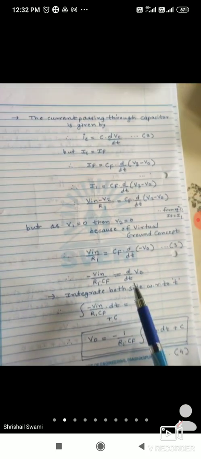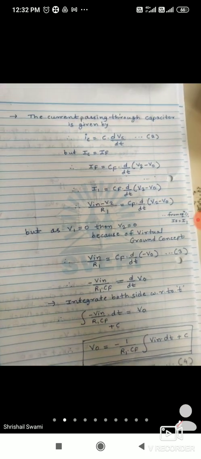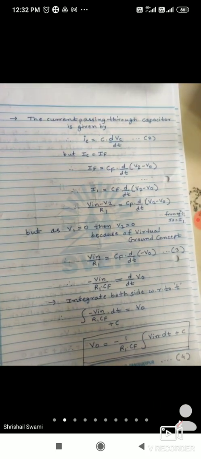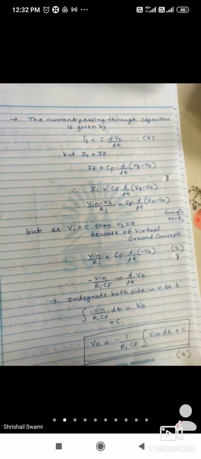So, everyone understood the derivation? We started by applying KCL at node V2 and got the relation between I1 and IF. IF is nothing but the current passing through the capacitor. The current through a capacitor is given as IC equal to C into the derivative of the voltage across the capacitor. Now IC is the same as IF, and the voltage across the capacitor is V2 minus V0.